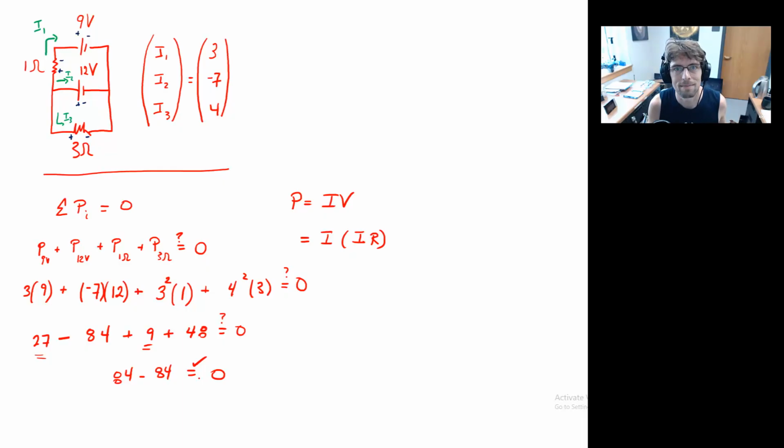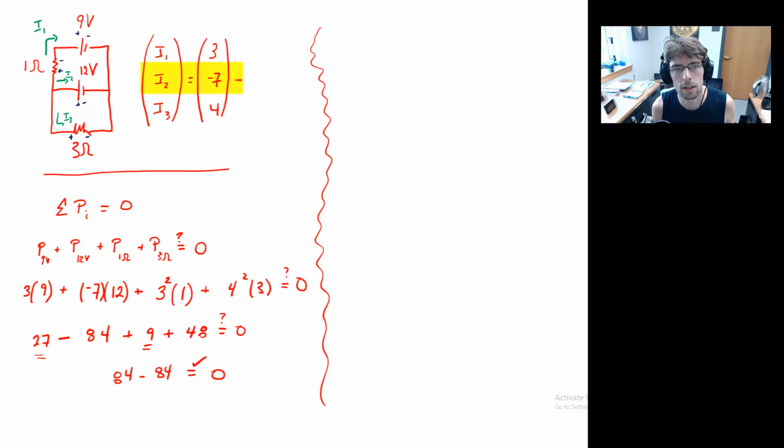Nice. Well, let's make sure. Let's really convince ourselves that we're okay here. Let's say for a second that we said, okay, we don't like the fact that this is a negative sign, that current there. Let's go ahead and redraw the circuit with the currents in the proper direction.